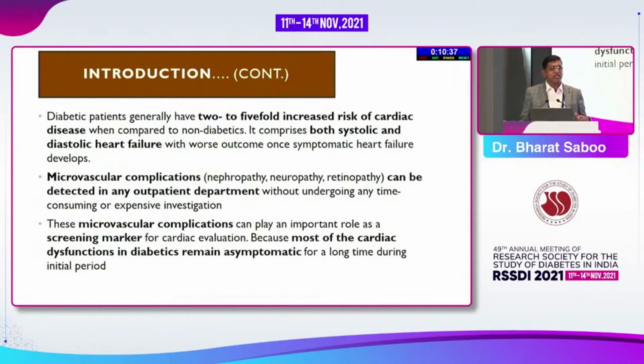Now, diabetic patients themselves have a 2 to 5-fold increased risk of cardiac diseases, and both systolic and diastolic heart failure we see in our clinics is very common with diabetic patients. Microvascular complications are very easy to detect in our clinic. We can very easily detect these micro and macrovascular complications, and most of us are doing it very regularly. So these microvascular complications can lead us towards pointing out those patients who can have a future risk of systolic and diastolic dysfunction.